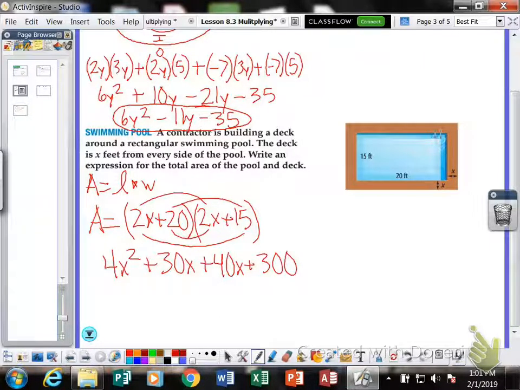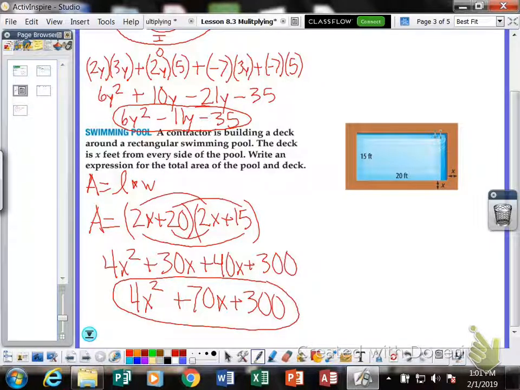And I have my last terms, 20 times 15, which is 300. Combine my like terms, I'm left with 4x squared. I can combine 30x and 40x, so they both have that variable x, plus 70x plus 300, and that is my final answer there.